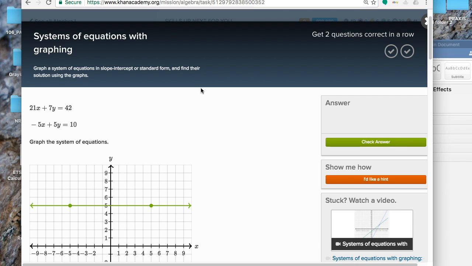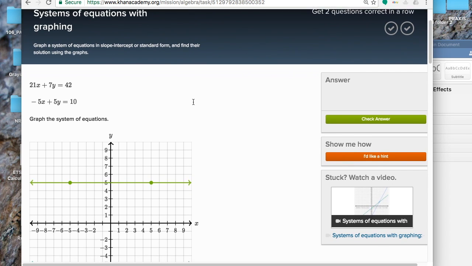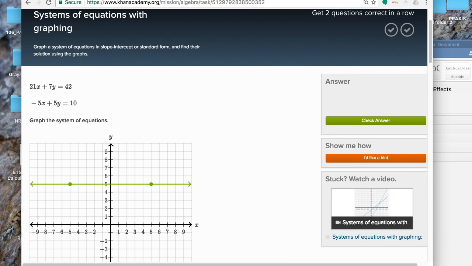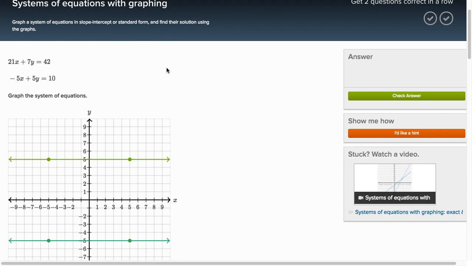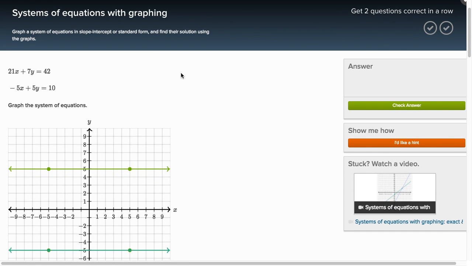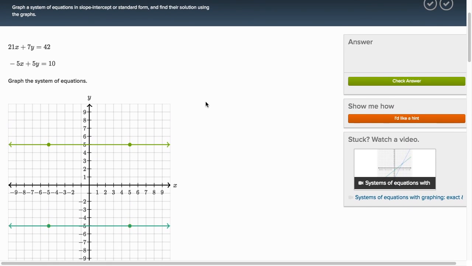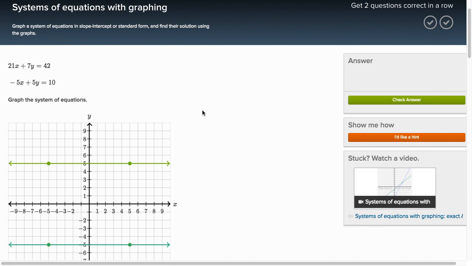Okay, so to solve systems of equations, we're really just looking for an x value and a y value that satisfies both equations. We can find that in multiple different ways, and the three that we're going to be looking at mainly in this class are substitution, graphing, and elimination. Each one of those makes sense.